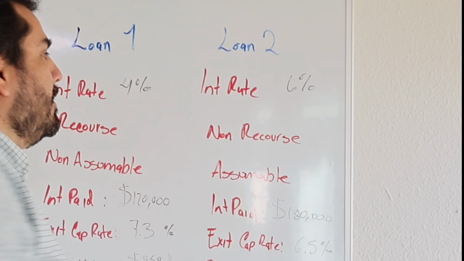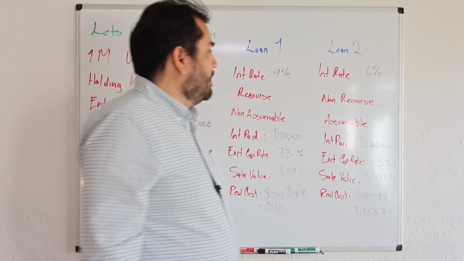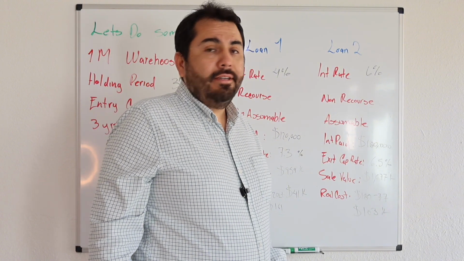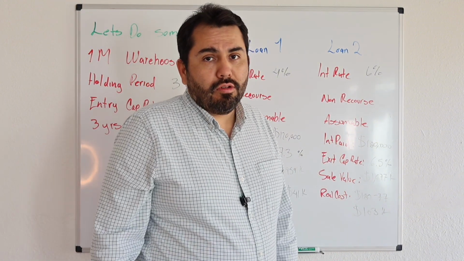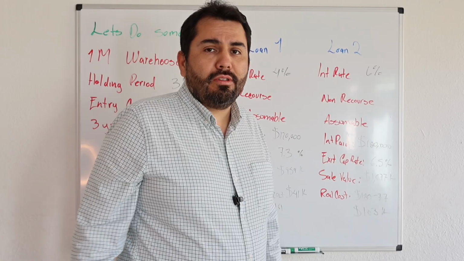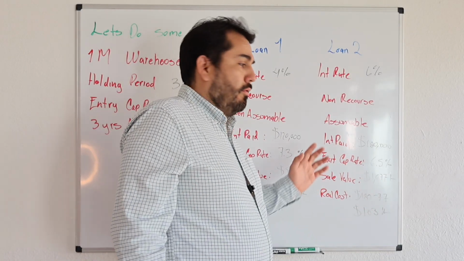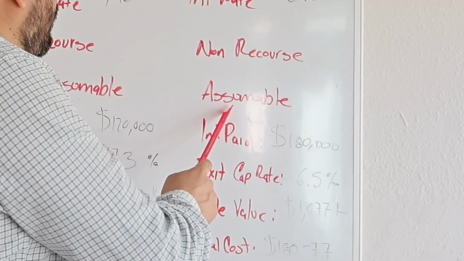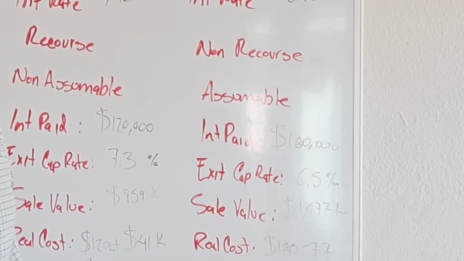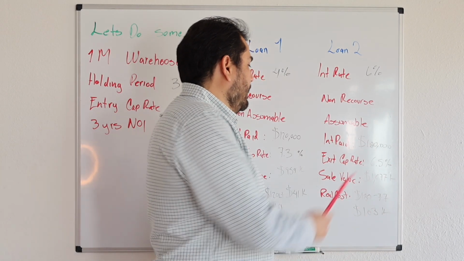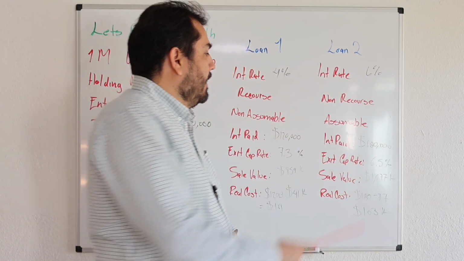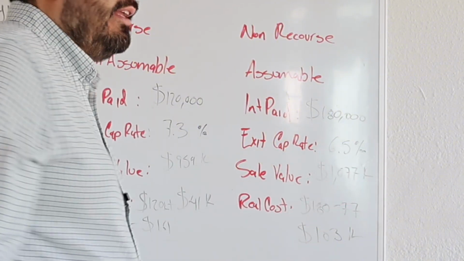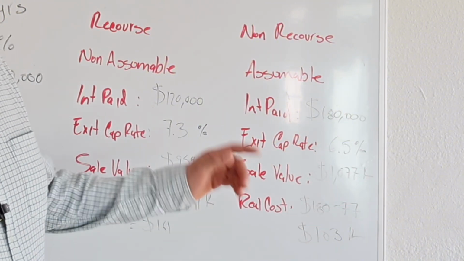And then we have the second loan, which is 6%. Okay, it's a little bit higher, but this is a non-recourse loan. So that means less risk for us, because if we don't pay for any reason, the bank will not go after our assets. So this is also assumable. The interest paid for this, of course, will be higher. It will be $180,000. But the exit cap rate will be lower.